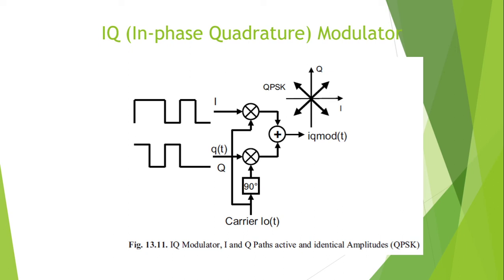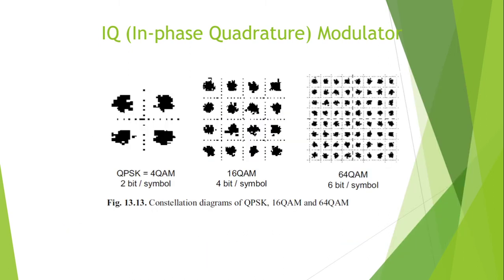The data stream, that is data of t, is converted to the two modulation signals, I of t for the I path and Q of t for the Q path, by means of a mapper. This is shown in figure number 13. For QPSK modulation, you can refer to the QPSK modulation.